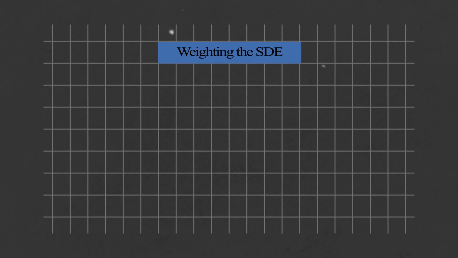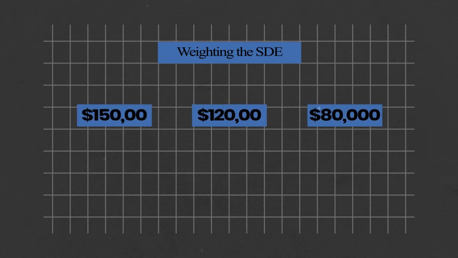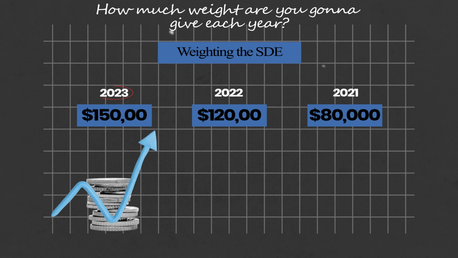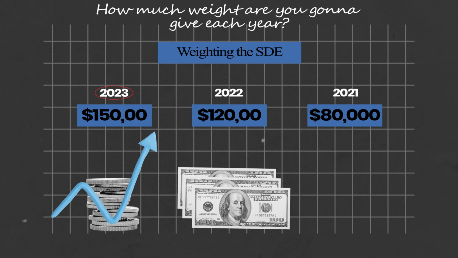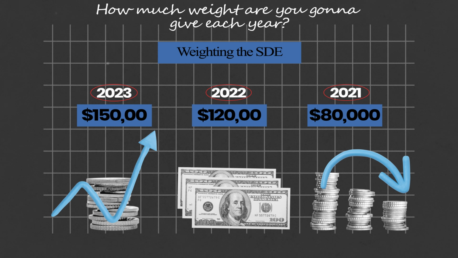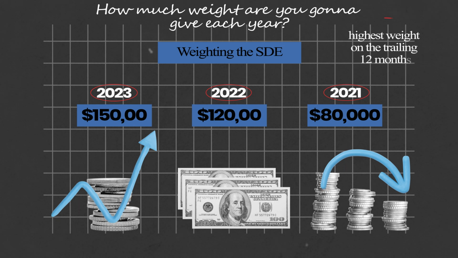Next, you need to weight the seller's discretionary earnings. You'll likely have 3 different SDE numbers for the last 3 years. Now, you need to decide how much weight you are going to give each year. If the business is growing, you might focus on the most recent years being heavily weighted. If the business is stable, you might average all across 3 years evenly. If the business is trending down, though, I would highly recommend you put the highest weight on the trailing 12 months.